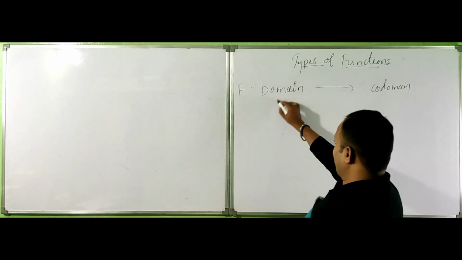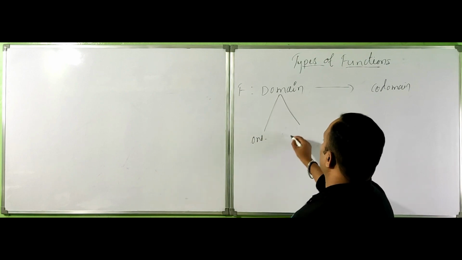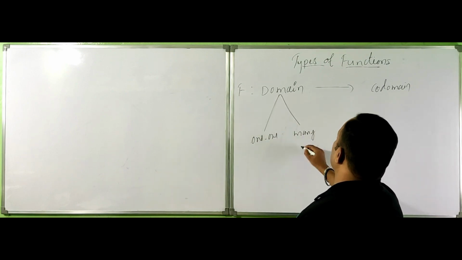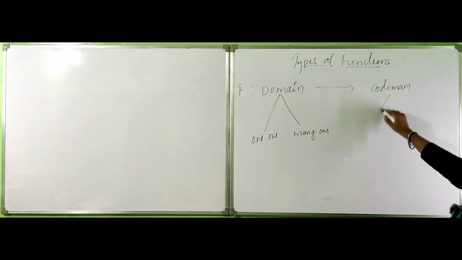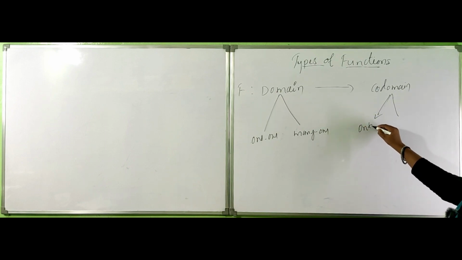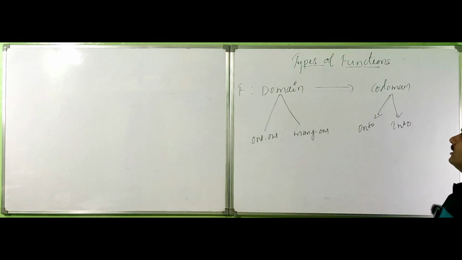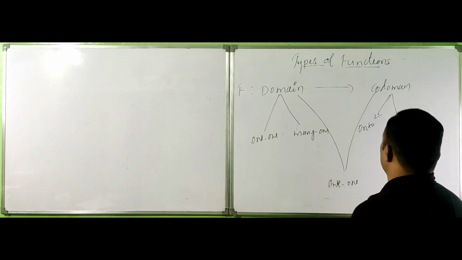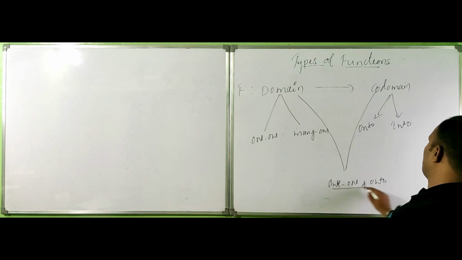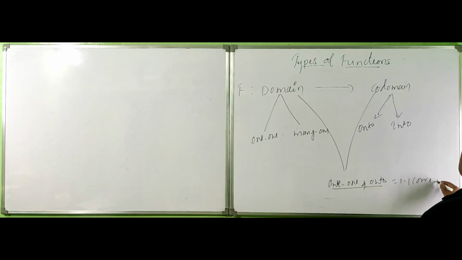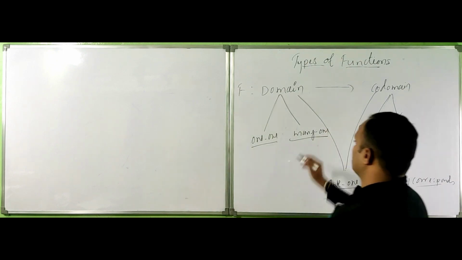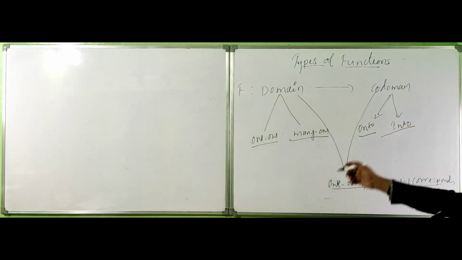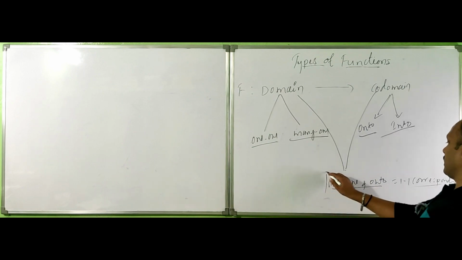Depending on the nature of the domain, we have one-one and many-one. And depending on the nature of the codomain, we have onto and into. Depending on the nature of both the domain and codomain, we have one-one and onto. This is called one-one correspondence.